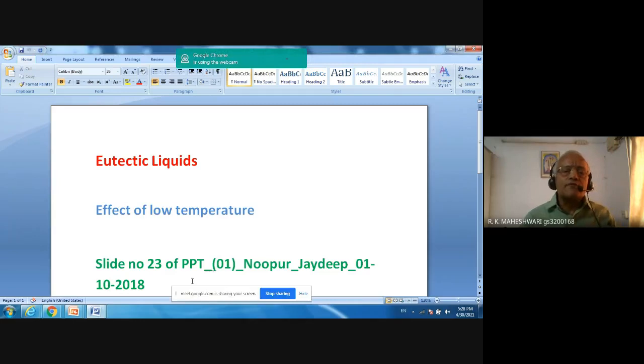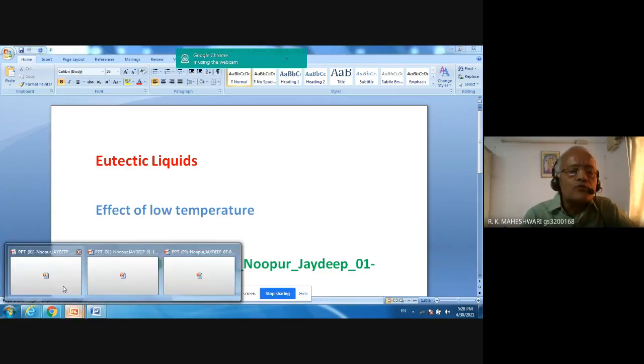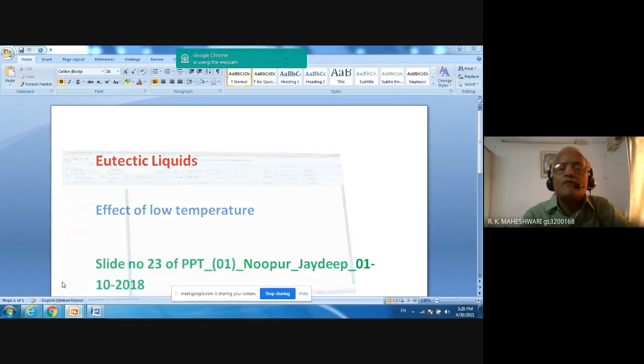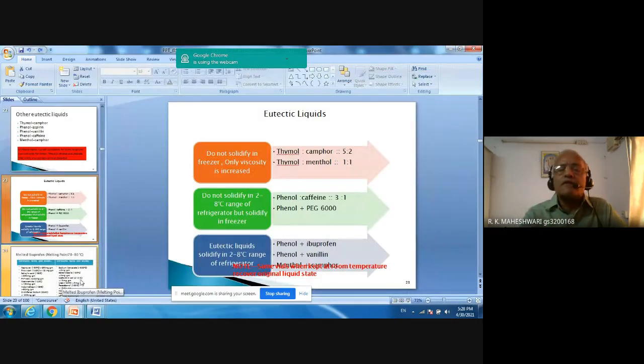Something about the eutectic liquids, the effect of lowering of temperature. Let me show you some for information. What I have seen, I am informing you that the eutectic liquid of thymol and camphor in 5:2 ratio does not solidify in the freezer, only viscosity is increased. Freezer of the household refrigerator. Now thymol and menthol in 1:1 ratio also does not solidify at the temperature of the freezer.